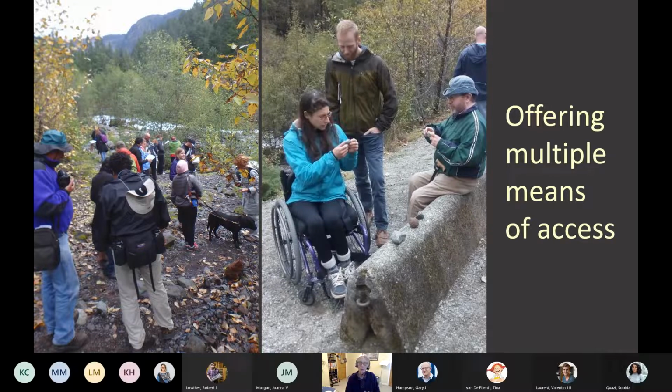Or, depending on how confident the students felt, they could choose to walk down this track and get closer to the outcrops. Basically, they could choose how they wanted to access the geology. So it was about offering multiple means of access and giving the students that element of choice. And everybody was equally included, and everybody's choice was accepted as being valid.